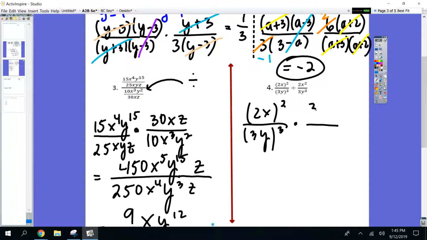Times, flip. Before you cross out, before you multiply, what do you got to take care of? What do I need to take care of? Can't cross out anything yet.